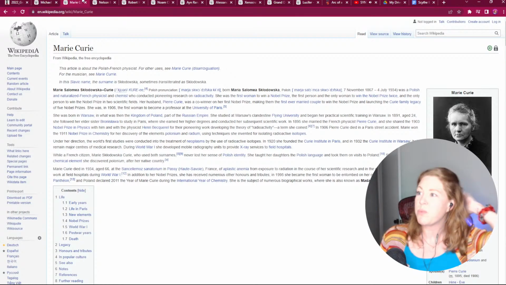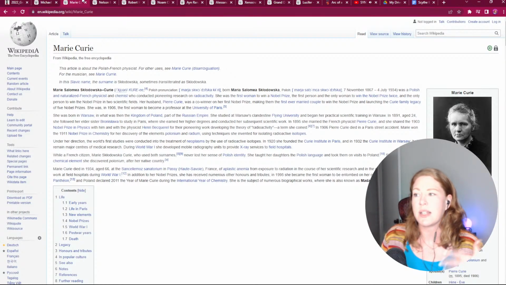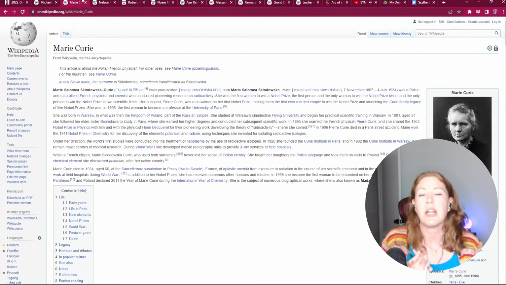So she was born in Poland, but she married, I believe, a Frenchman. And so that's how she became, her husband, Pierre. She married a Frenchman, so she became a naturalized French citizen. And she conducted pioneering research in radioactivity.